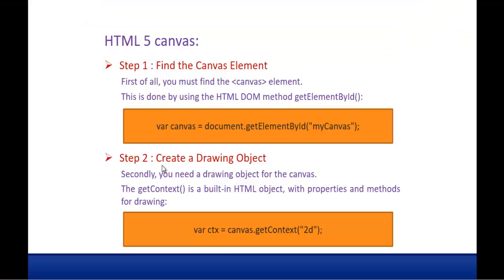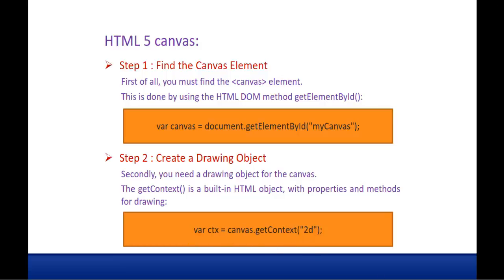Second step, we have to create an object with the help of which we can draw the graphics on the container, that is the canvas element. So we have to create a drawing object. The getContext is a built-in HTML object with the properties and methods for drawing. So what I need to do is I need to call this one.